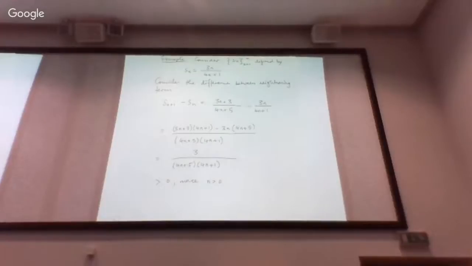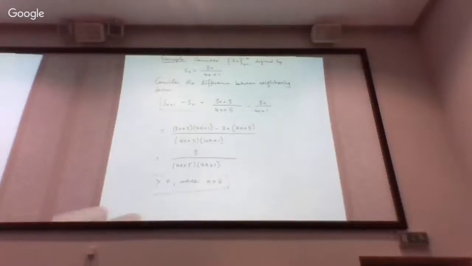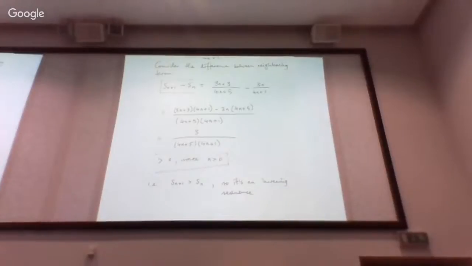Okay, at this point we have to remember where we were and what we were doing. So we now lose interest in all this stuff in the middle, and all we want to record is just the top and the bottom. What we've shown is that the difference between neighboring terms is positive. So rearranging the inequality, we've shown that Sn plus 1 is strictly bigger than Sn. So it's an increasing sequence. Agreed?